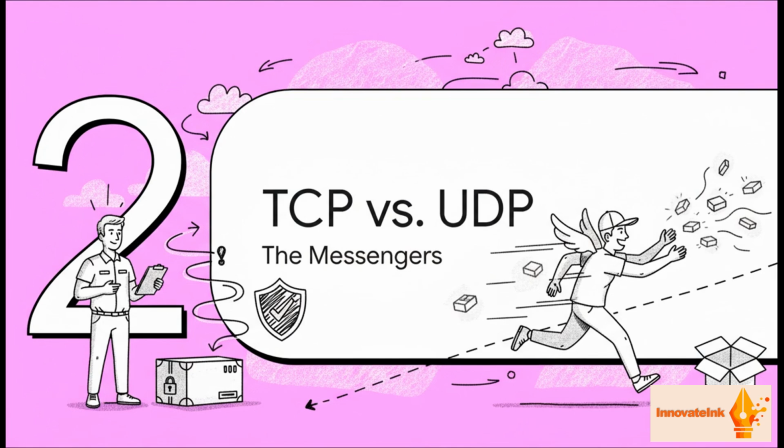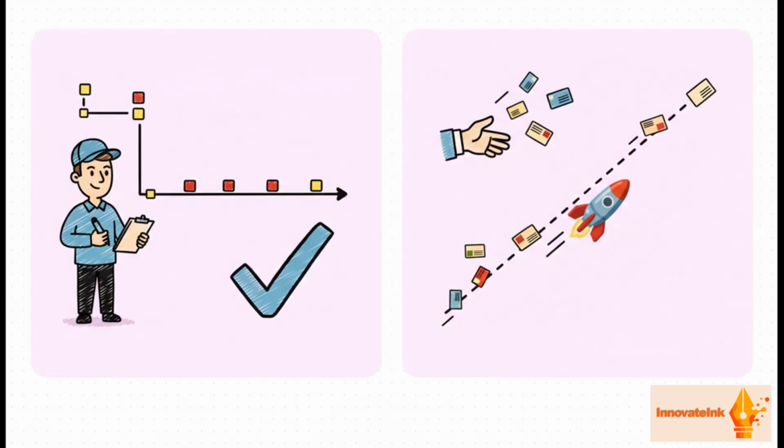Okay, so to handle all these different kinds of jobs, the transport layer has two main delivery services. Two messengers, you could say, and they have very different ideas about how to get the job done. Let's meet them. On one side, you've got TCP, the Transmission Control Protocol. This is your certified courier, right? It tracks the package, it gets a signature, it makes absolutely sure every single piece arrives safe, sound, and in the right order. Then you've got UDP, the User Datagram Protocol. This is your postcard. You just scribble a message, drop it in the mail, and hope it gets there. It's ridiculously fast, but no guarantees.